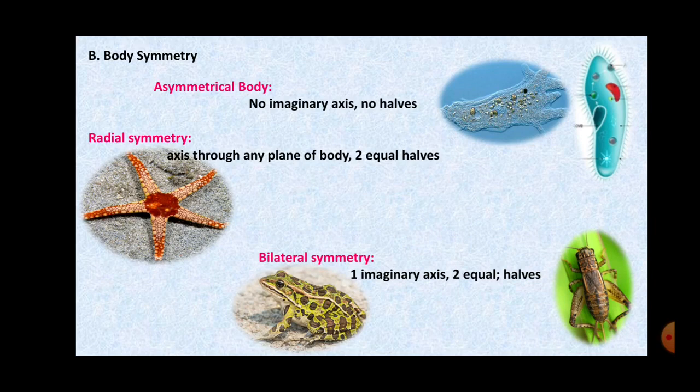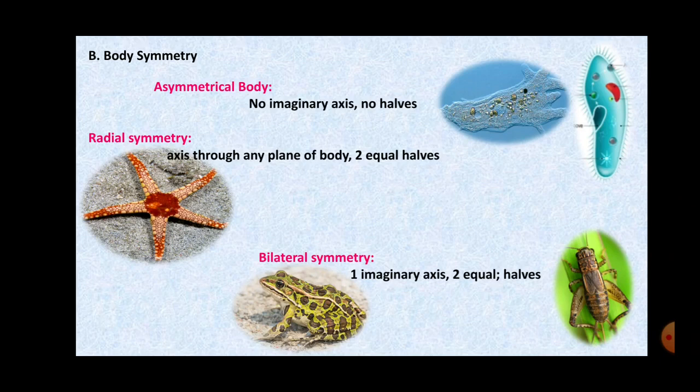Now asymmetrical, clear that there is no symmetry, there is no exact half, there is no particular fixed bifurcation that you will be getting. So here there is no such imaginary axis of the body through which we can get two equal halves. Very common examples are amoeba and paramecium and some of the sponges.